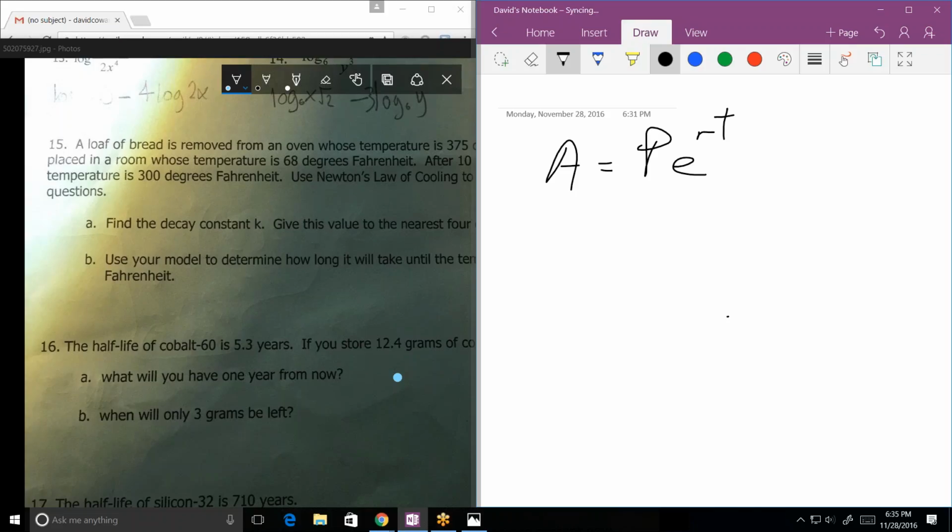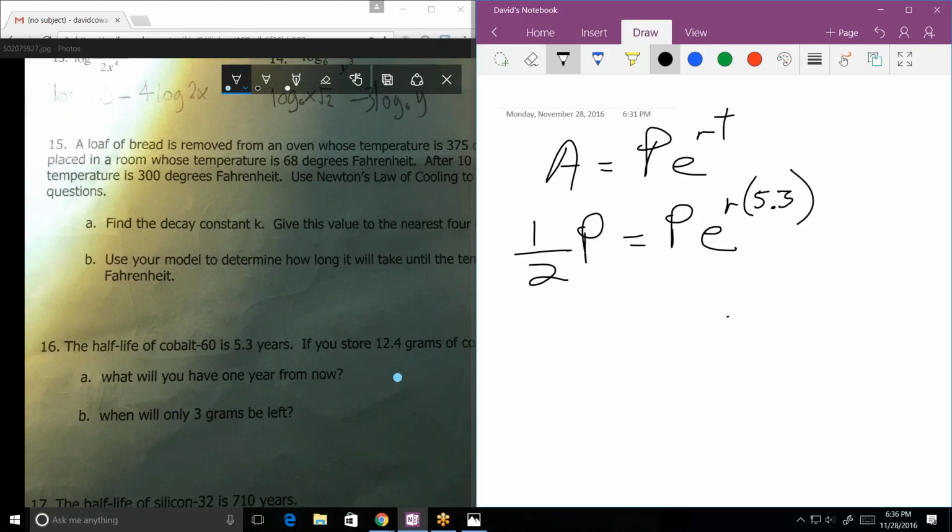And here's the way I know how to do it. Your original amount is going to become half in 5.3 years, when T is 5.3, right? That's what that says. In other words, if you know the half-life of something, you know that the starting amount, whatever it is, is going to become half of that at the end of the half-life.